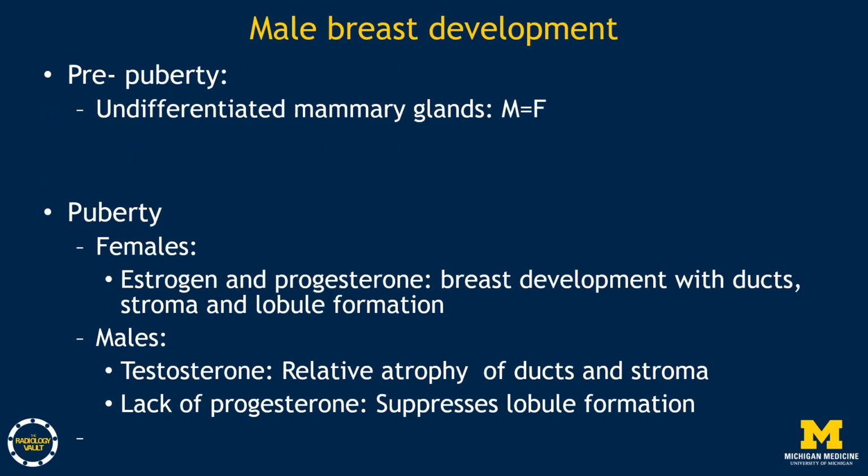Between birth and puberty, male and female breasts are identical. They are undifferentiated. Once puberty begins, that's where the differentiation occurs. In females, estrogen and progesterone production results in development of breast tissue with ducts, stroma, and lobule formation. In males, the presence of testosterone results in the relative atrophy of ducts and stroma, and the lack of progesterone production results in suppression of lobule formation.